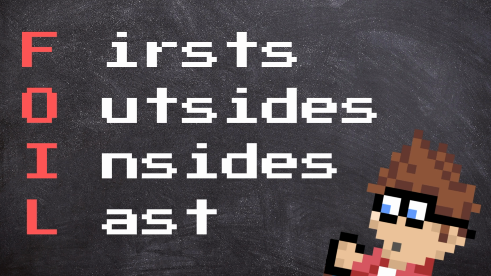So what does this acronym even mean? Well, the F stands for firsts, meaning the first term in each set of brackets. And for us, that is this x here and this x here. And the FOIL process tells us to multiply these two terms.